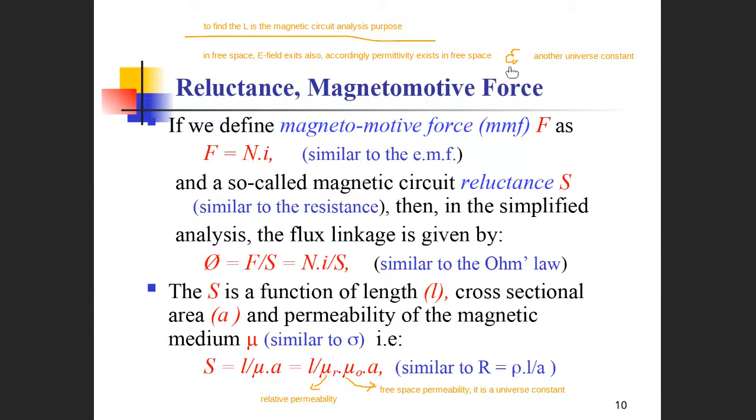So at least we are living in one universe which has two constants, epsilon zero and mu zero. If these two constants changed, the universe we are living in would change. We do not know whether these two constants are true for other universes. At least for our galaxy, this is true.